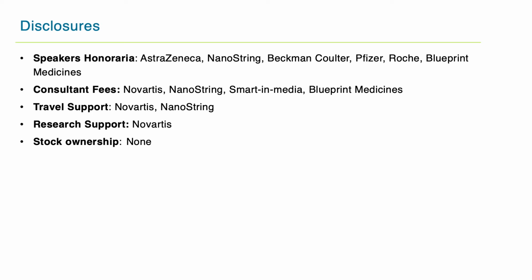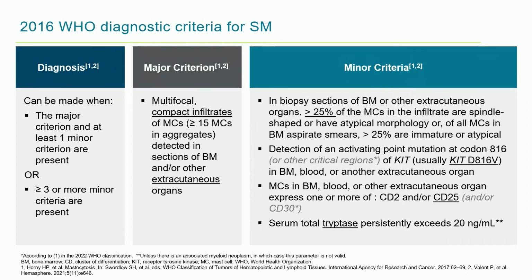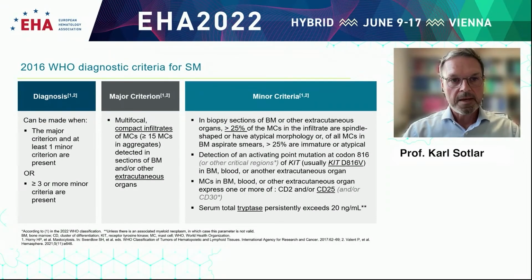These are my disclosures. The diagnosis of systemic mastocytosis is based on WHO-defined diagnostic criteria. SM, systemic mastocytosis, can be diagnosed when the major criterion and at least one minor criterion are fulfilled, or in the absence of the major criterion, at least 3 minor criteria are fulfilled. The major criterion is the detection of multifocal compact infiltrates of at least 15 mast cells, and now that's important, in bone marrow sections and/or other extracutaneous organs. So the skin doesn't count here.